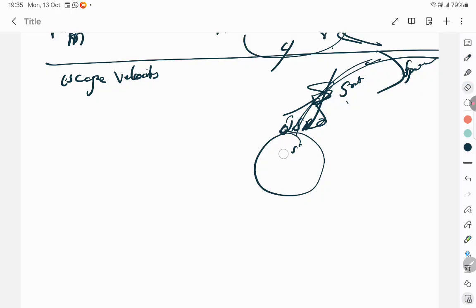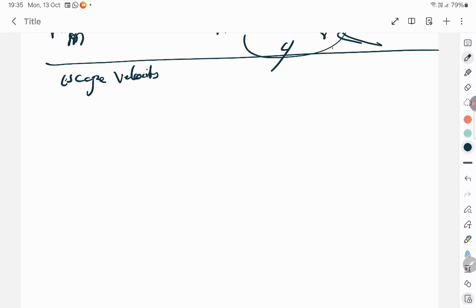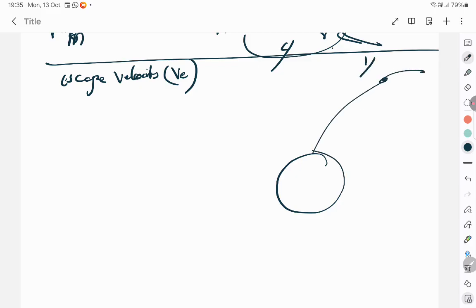For which, how do you start the derivation? In order for it to escape, you want to find VE, which is the escape velocity. You should start the derivation with, see, basically, if this is the Earth and this is the satellite which is getting launched, it should go with that kind of a kinetic energy, half m VE square.